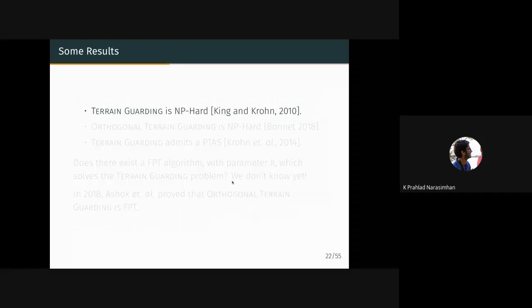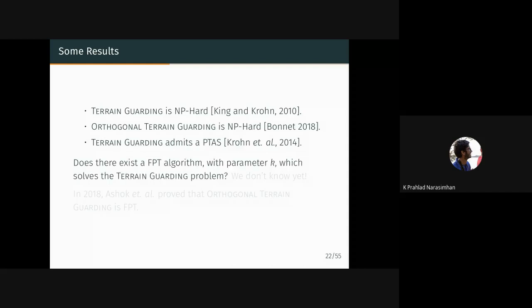So now a bit of fluff. These are results that I'm not going to prove. But we know that for terrain guarding, both versions of the problem are NP hard. If you don't know what NP hard means, forget it. Even orthogonal terrain guarding, which seems much easier, is still NP hard. Again, if you don't know what NP hard is, forget it. There's another concept that I've not defined, something called a PTAS. If you don't know what this means, forget it. I don't care.